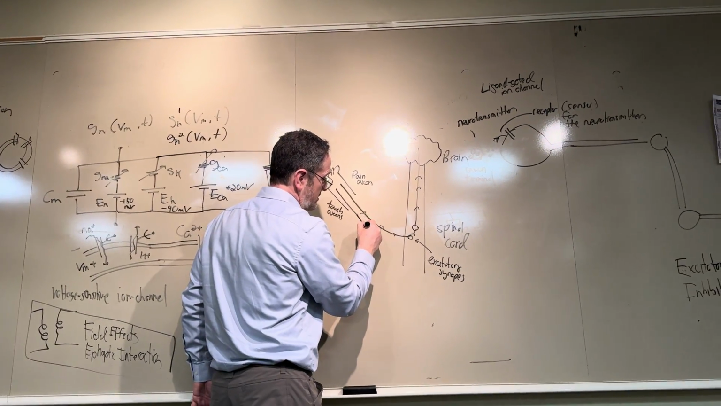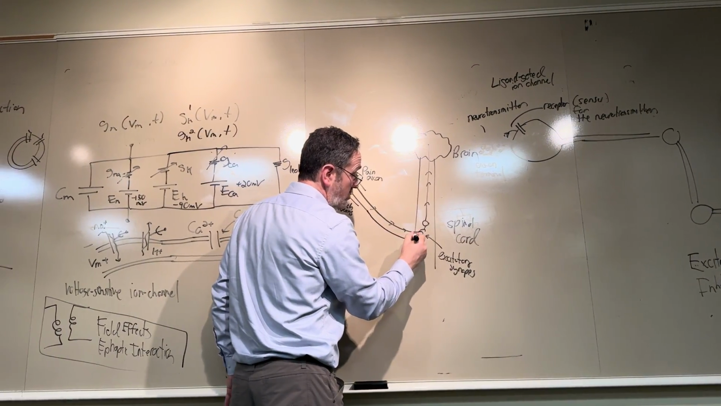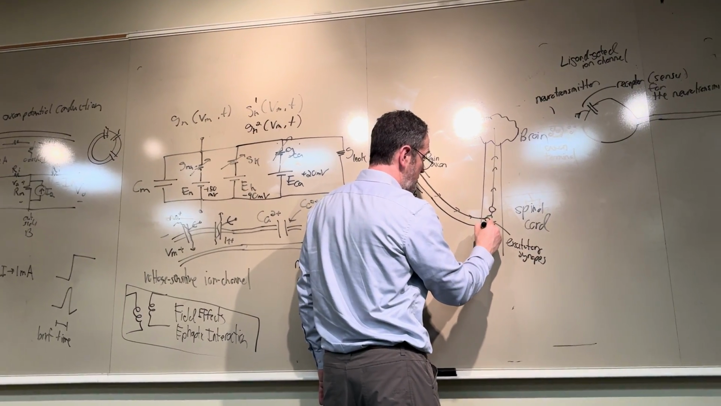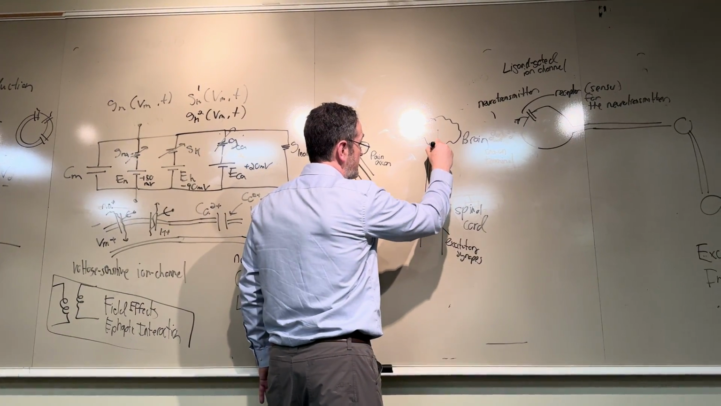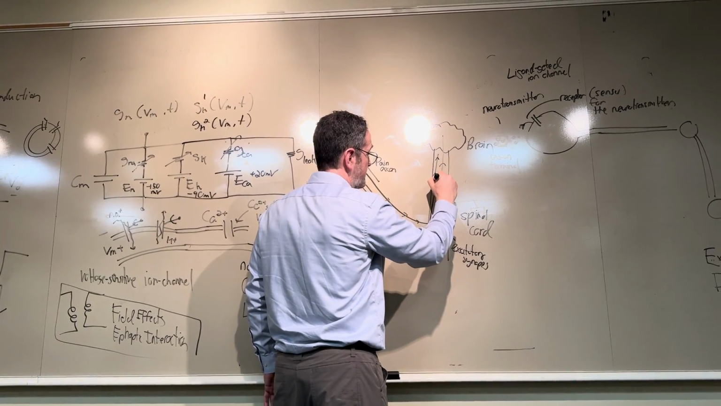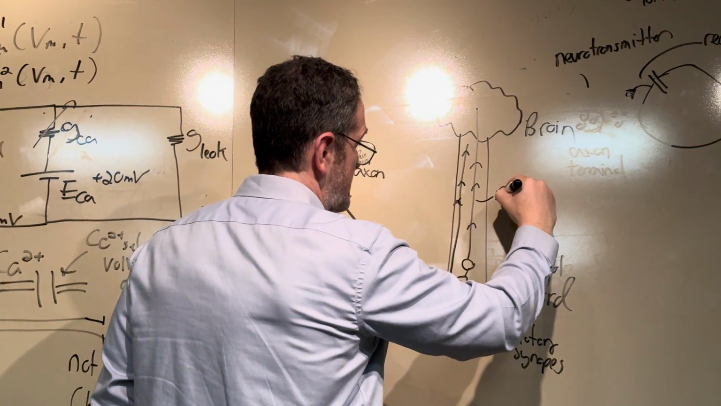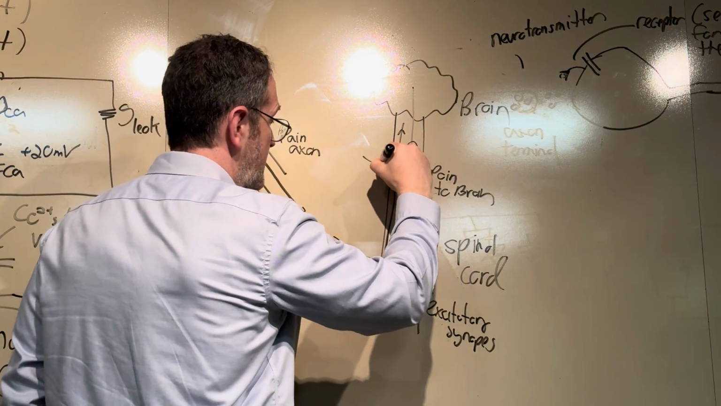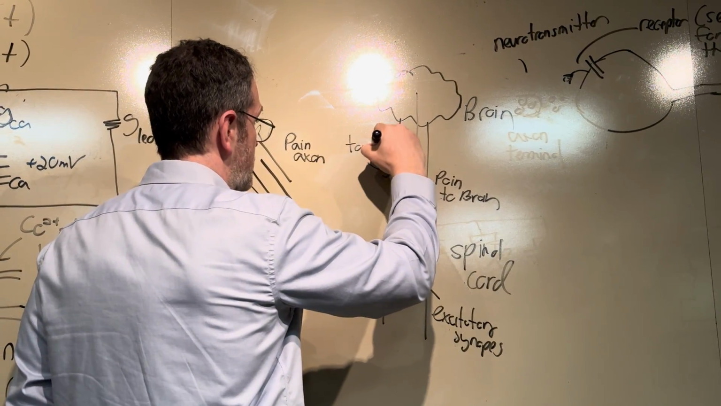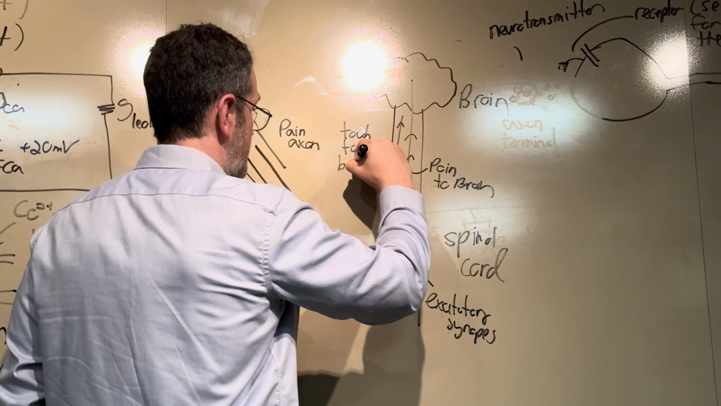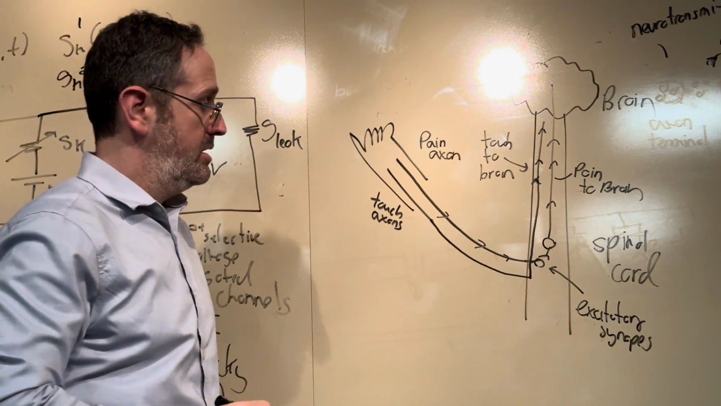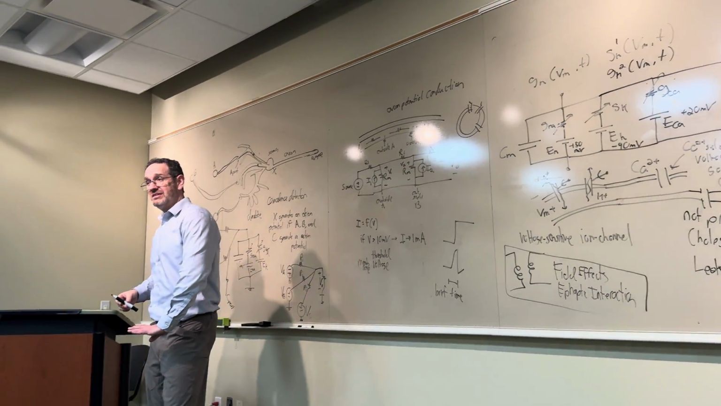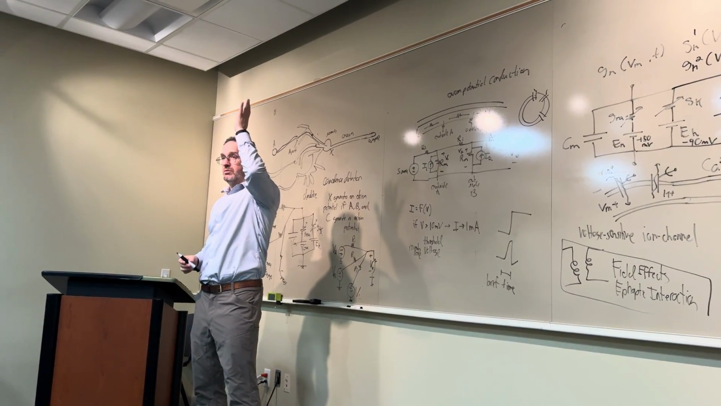These axons also go into the spinal cord, right? But then they go, it's a little bit busy here. All right, we'll label this pain to brain. This is touch to brain, right? They go into the spinal cord, but then without making a synapse, they run straight up, right?